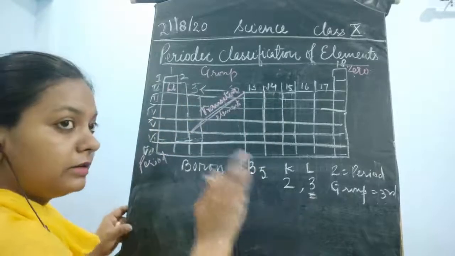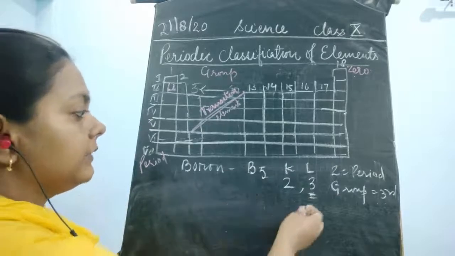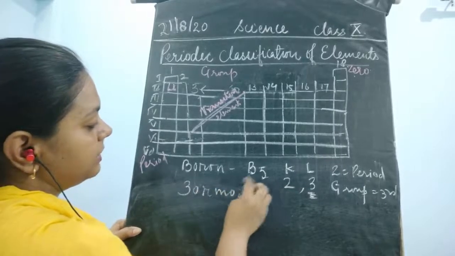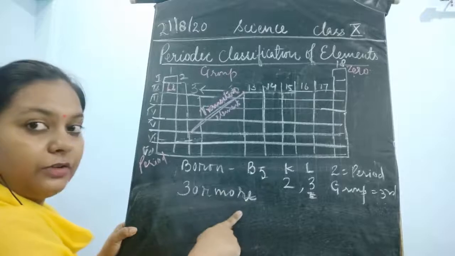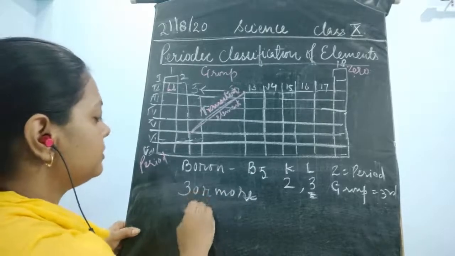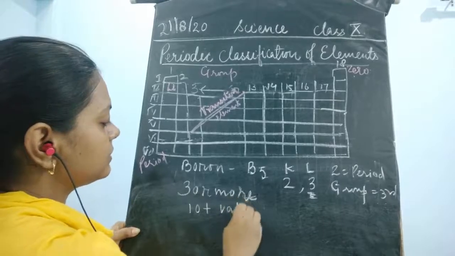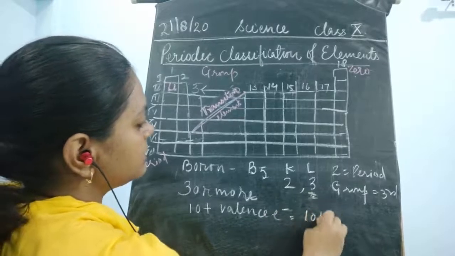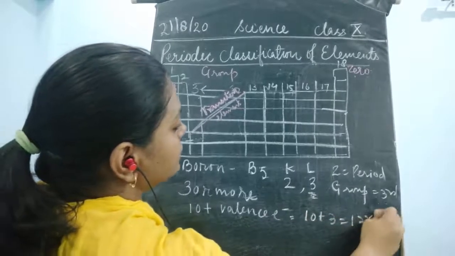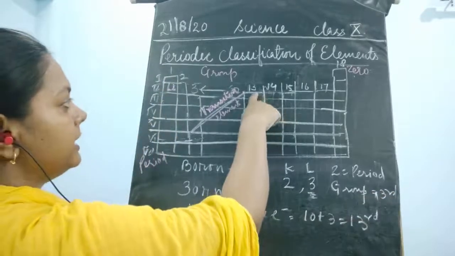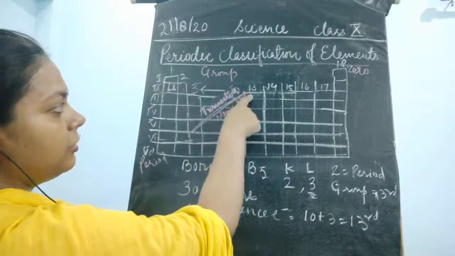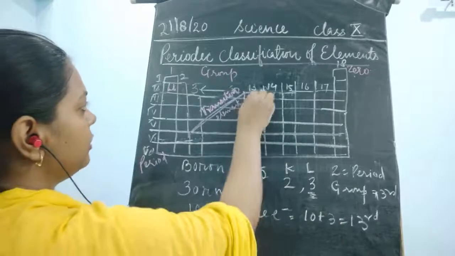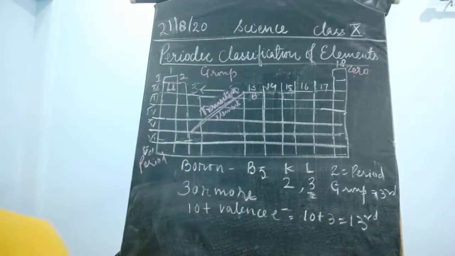Now, whenever the valence electrons are 3 or more, what is the concept? Whenever we have 3 or more valence electrons, the group is written by the formula 10 plus the number of valence electrons. The number of valence electrons is 3, so 10 plus 3 is equal to the 13th group. So it is not going to be in the third group, it will be in the 13th group, in the second period. Boron's place is here in the 13th group.